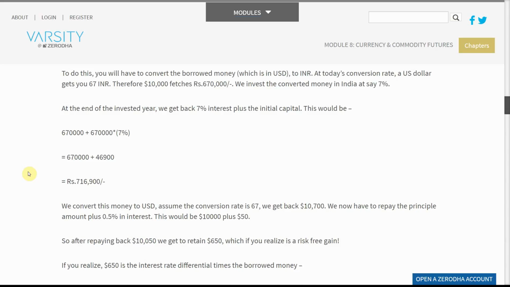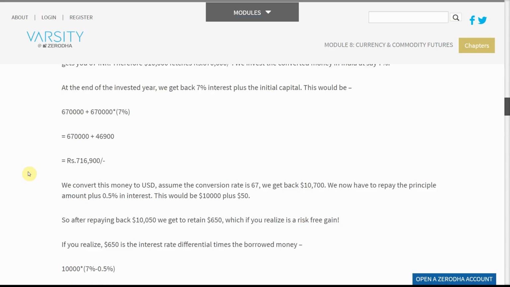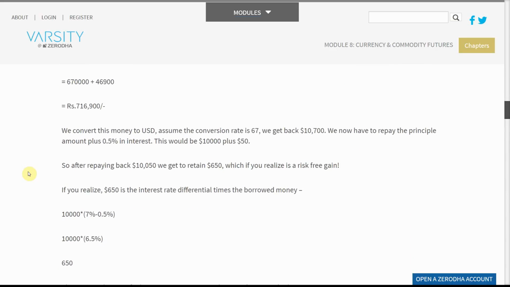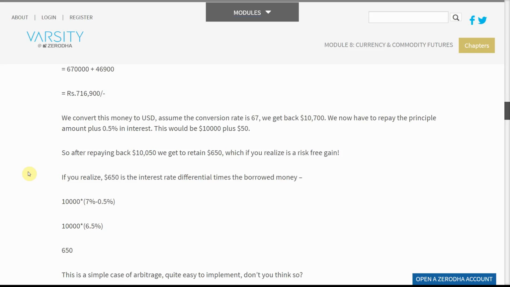We invest the converted money in India at say 7%. At the end of the invested year, we get back 7% interest plus the initial capital. This would be 670,000 plus 670,000 * 7% equals 670,000 plus 46,900, equals 716,900 rupees. We convert this money to USD. Assume the conversion rate is 67. We get back $10,700. We now have to repay the principal amount plus 0.5% in interest.